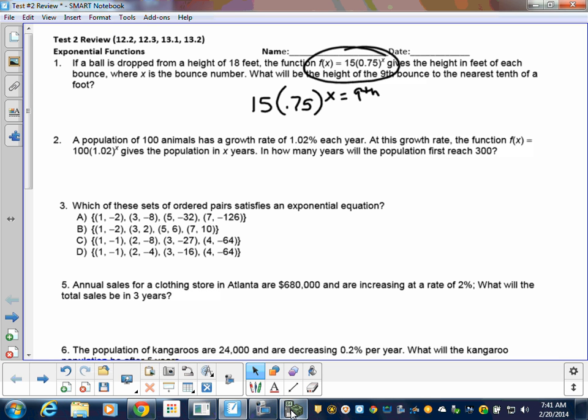It bounces to a height, then it bounces to a lower height, then a lower height, then a lower height. So this is an exponential decay. They've already set up for us that each time it must come back at 75% of its previous height.